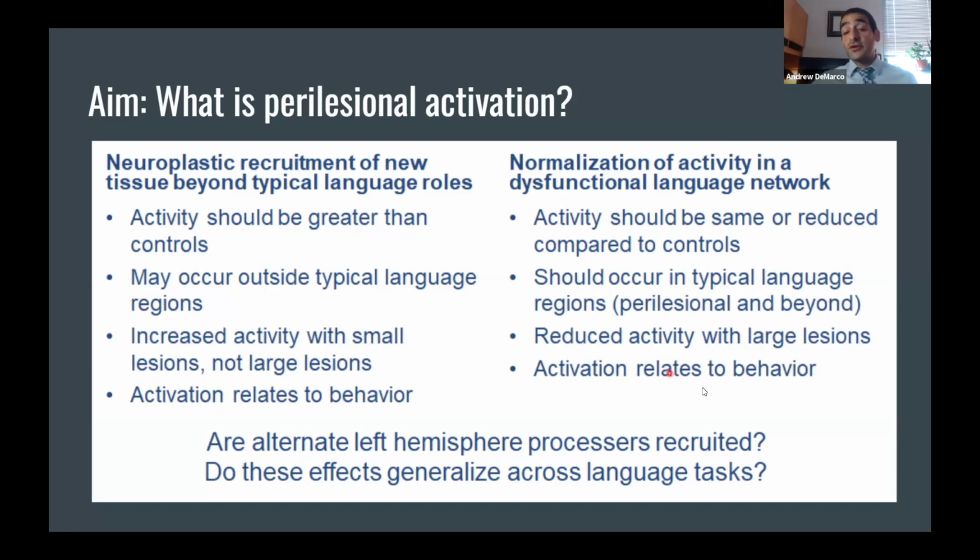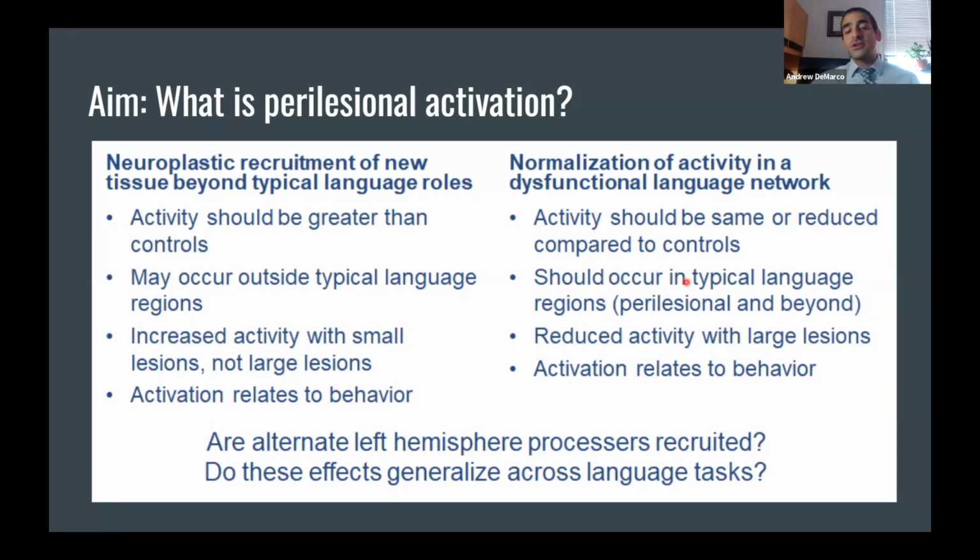On the right side, you can see an alternative hypothesis, linking back to the Dorothy Sauer citation earlier, which is basically the idea that after a lesion you have widespread network-wide dysfunction, and it's the network coming back online that is key to recovery. If this is the case, then we should find activity that's the same or reduced relative to controls, and we should find that same network come back online, which means the activity should be in typical language regions. We should find that large lesions are related to reduced activity because, of course, the network is going to stay down and underactivate. And again, we should find activation related to behavior.